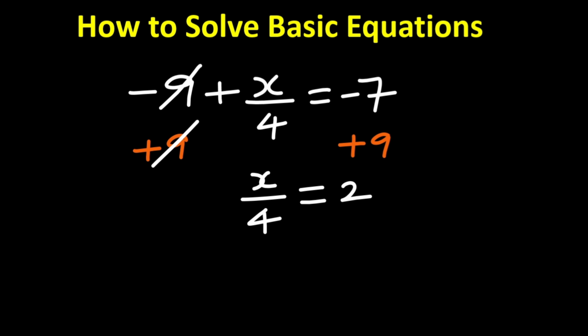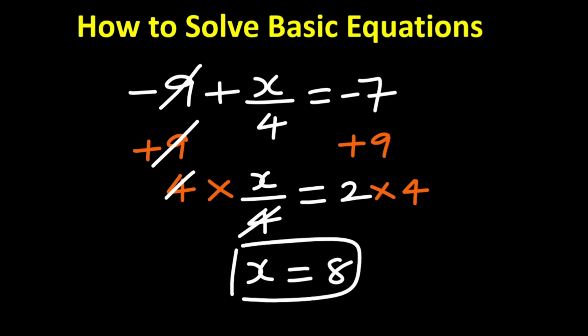Here, to get rid of 4, as it is being divided, right? So x divided by 4. What's the opposite of division? It's multiplication. So you do times the same number 4 on both sides. So that you can cancel out this 4. We are left with x equals 2 times 4 is 8. So the answer is x equals 8.